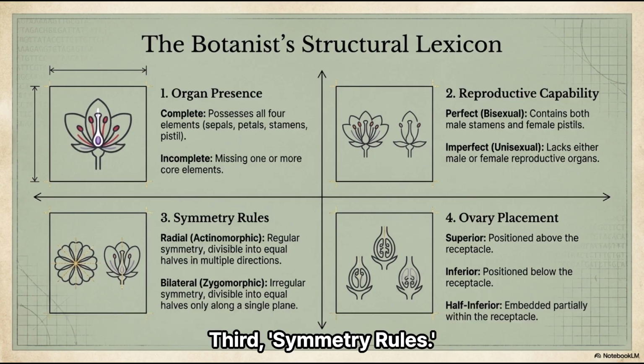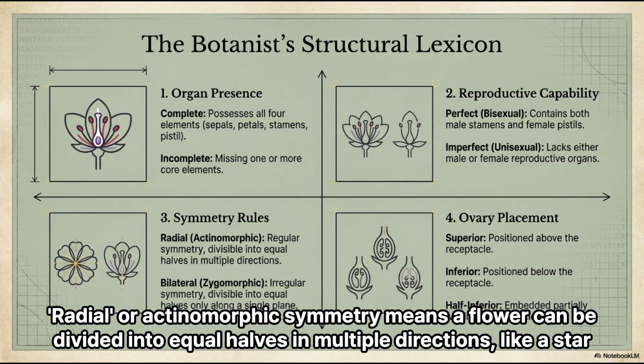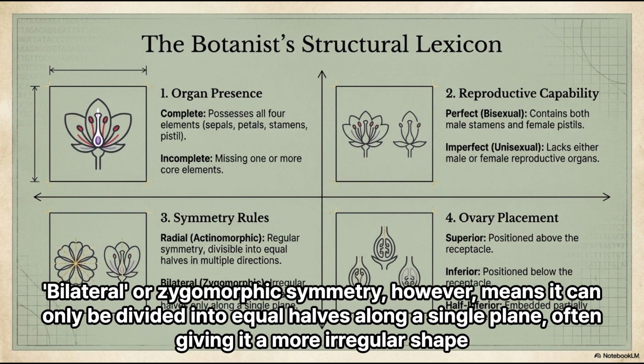Third, symmetry rules. Radial or actinomorphic symmetry means a flower can be divided into equal halves in multiple directions, like a star. Bilateral, or zygomorphic symmetry, however, means it can only be divided into equal halves along a single plane, often giving it a more irregular shape.